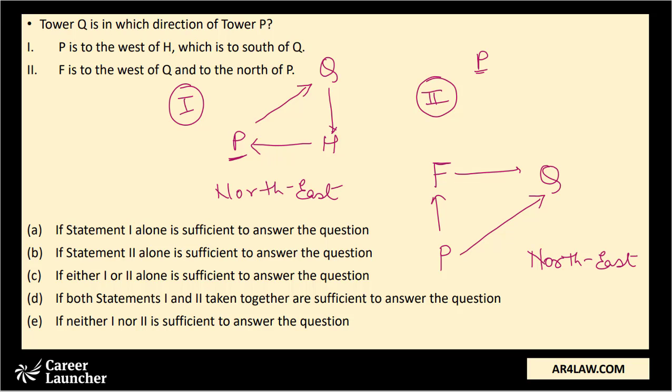So here we can see we don't have to combine the data given in both the statements, and independently each of the statements is able to answer whatever has been asked in the problem statement. So here we will mark C, that either one or two alone is sufficient to answer the question.